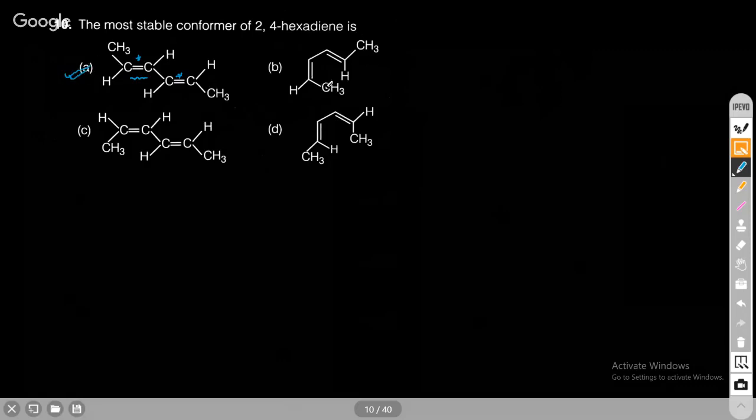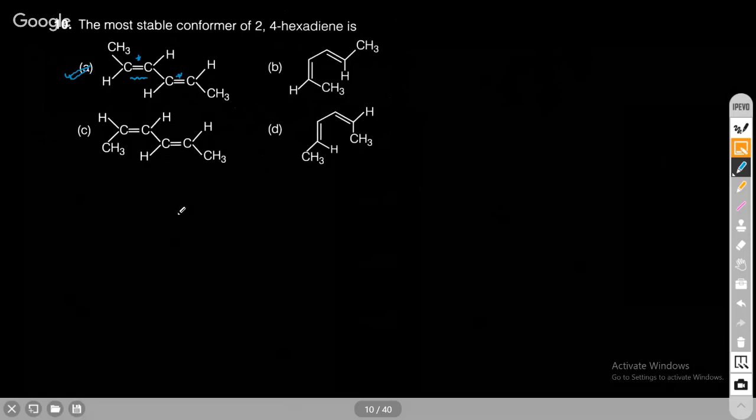Correct. Here you see these two are at cis position. Across this also we have cis position. Across this we have trans, but across this we have cis position. Only these two stereo centers, at both the stereo centers, we have trans position. That's why this is the most stable conformer, least steric hindrance. Okay. Option A is correct in this.